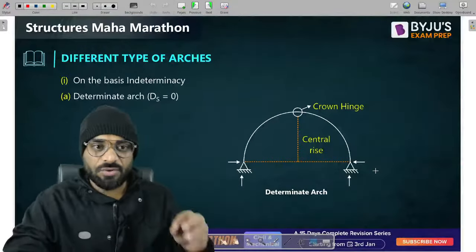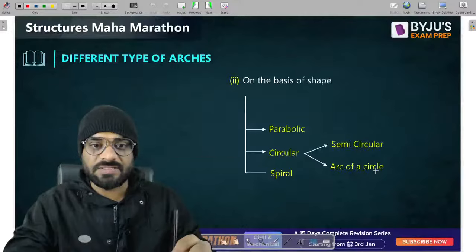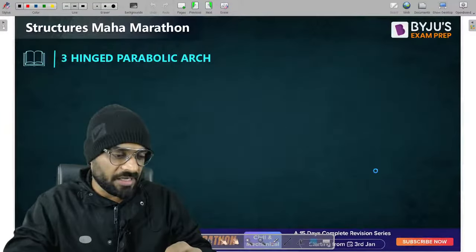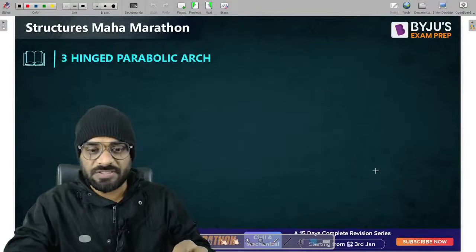So up to this, any doubt? Then we'll start again, guys, and we'll discuss the arches, cables, and ILD, and then the matrix method, which is the last chapter.